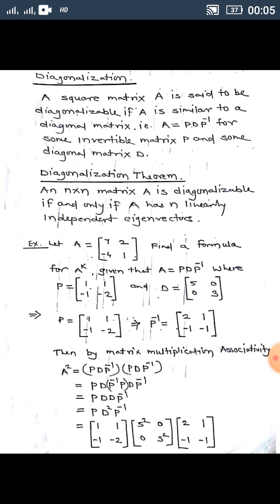Now we substitute the value of P, that is the matrix [1 1; -1 -2], and D square. What is D? [5 0; 0 3]. So D square we can make diagonal square: 5 square is 5 square and 3 square is 3 square. And the P inverse is [2 1; -1 -1] there. Next.